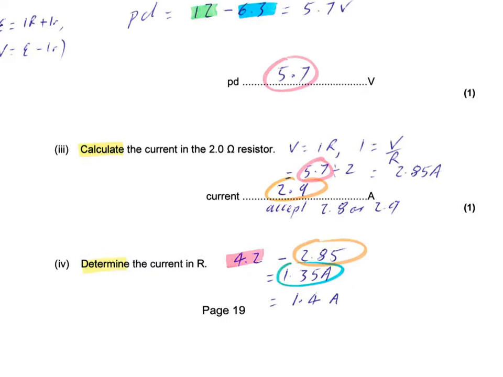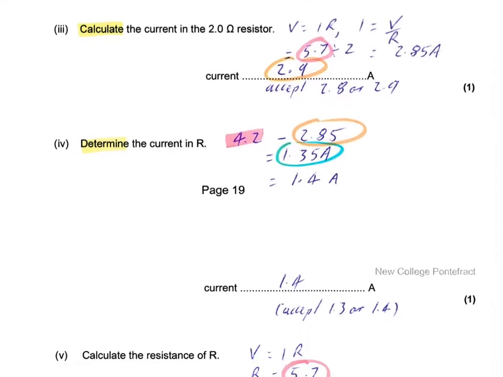The only problem is if you round them both upwards, you get a total of 4.3, which is why they actually accepted either of them to have been rounded downwards. They accepted 1.3 or 1.4 there, because it would be tempting to round one up, one down, so that after the rounding, they still add up to the 4.2 amps.